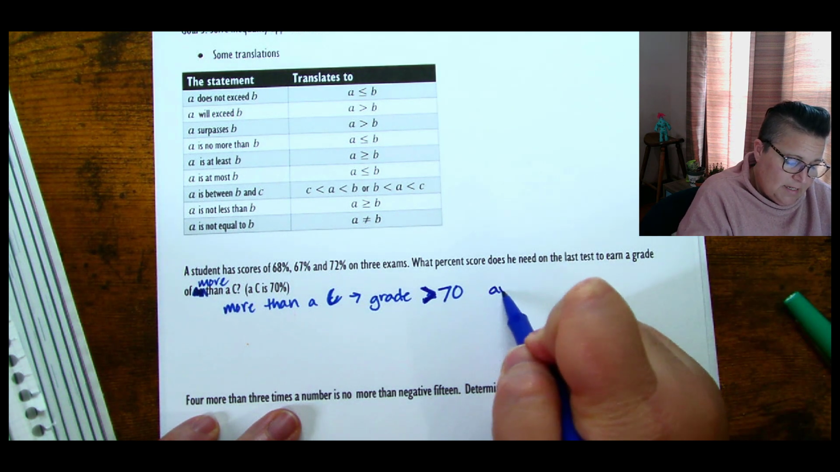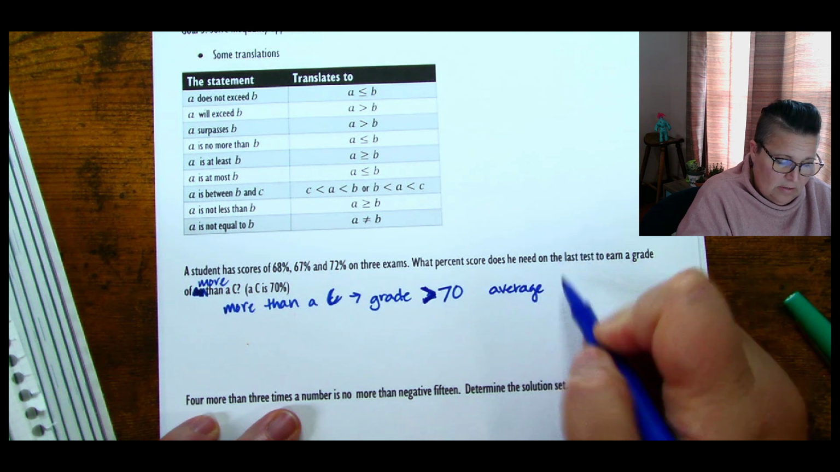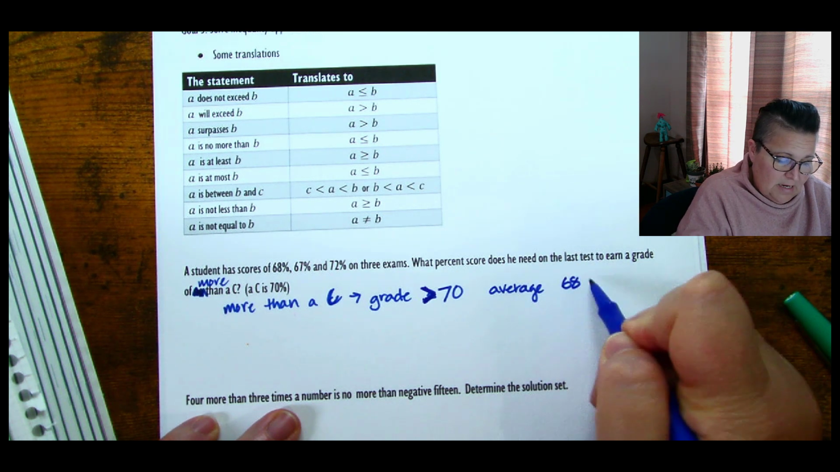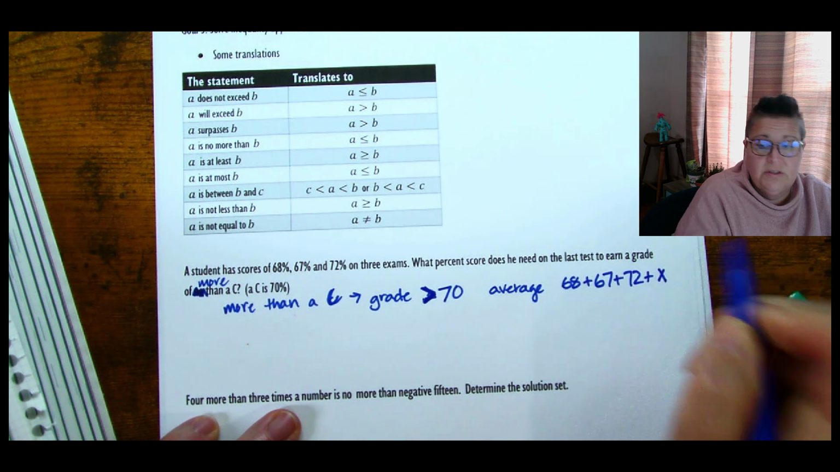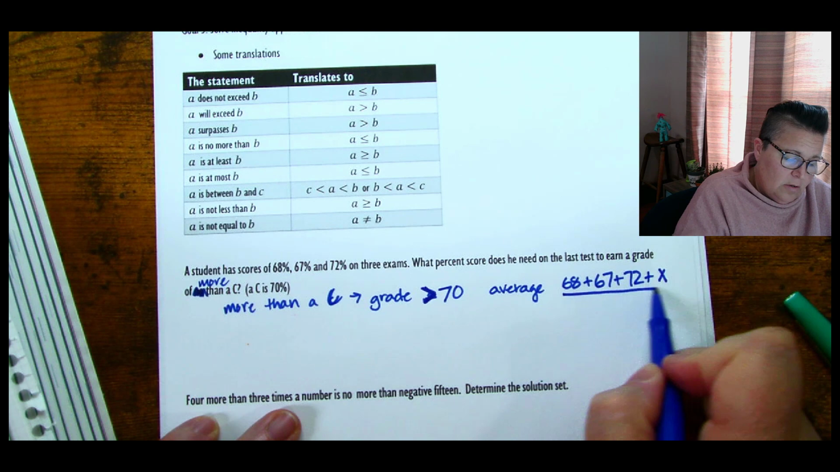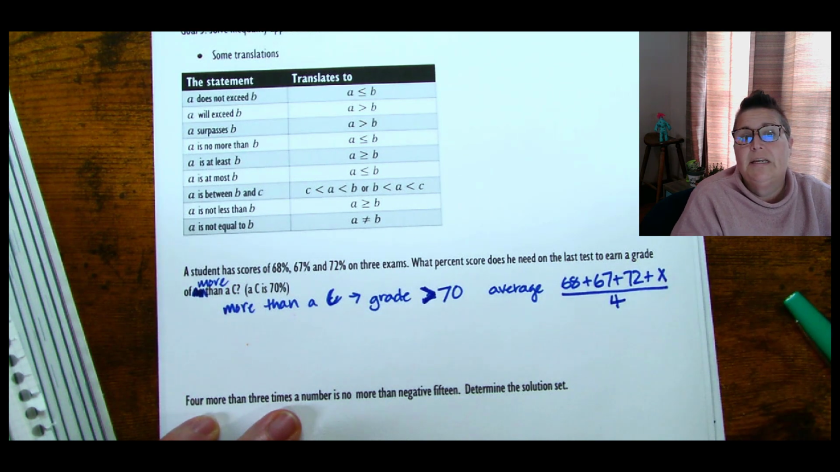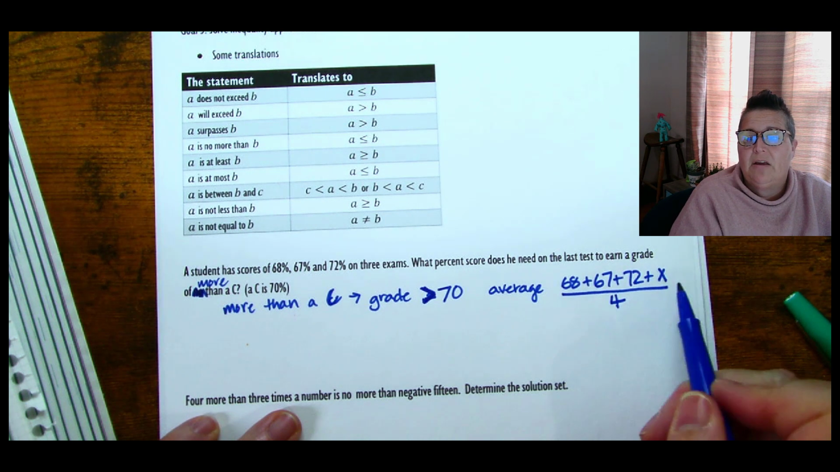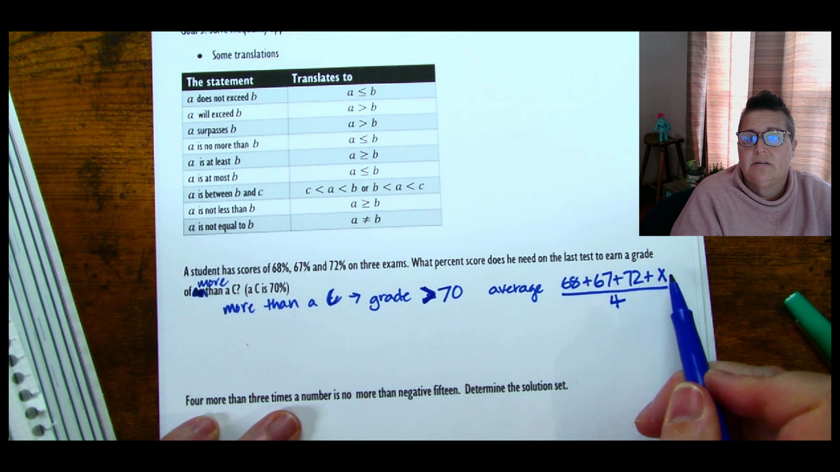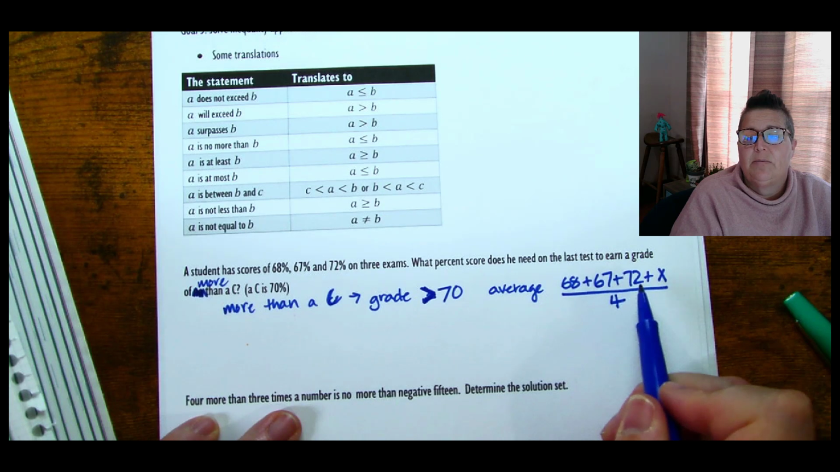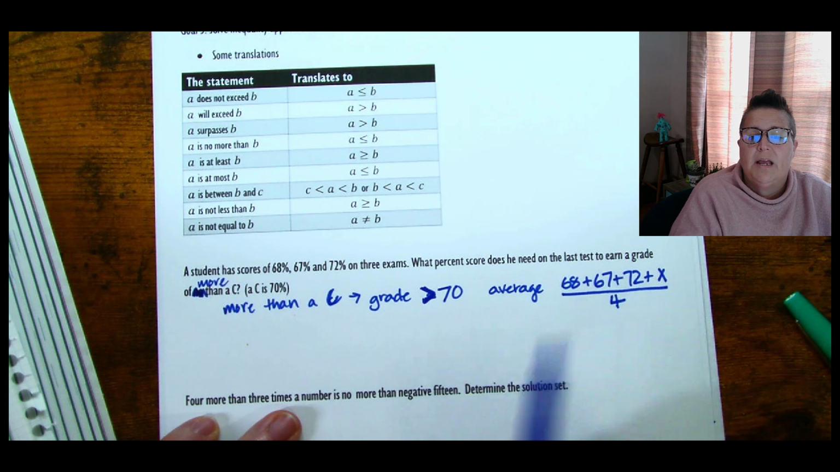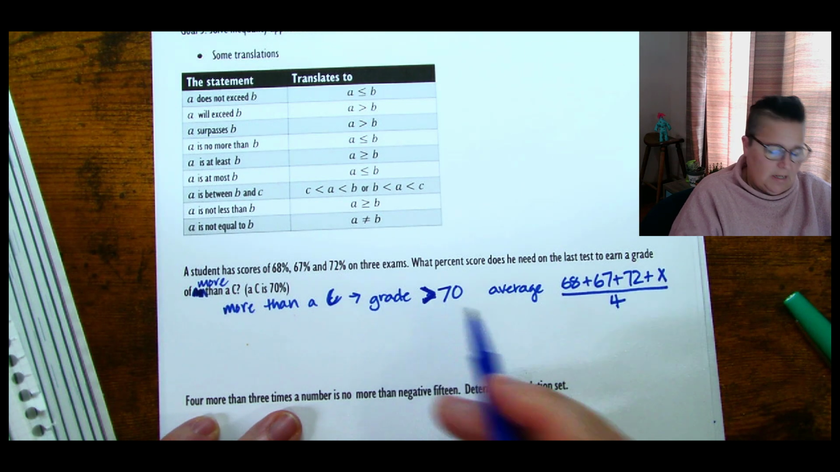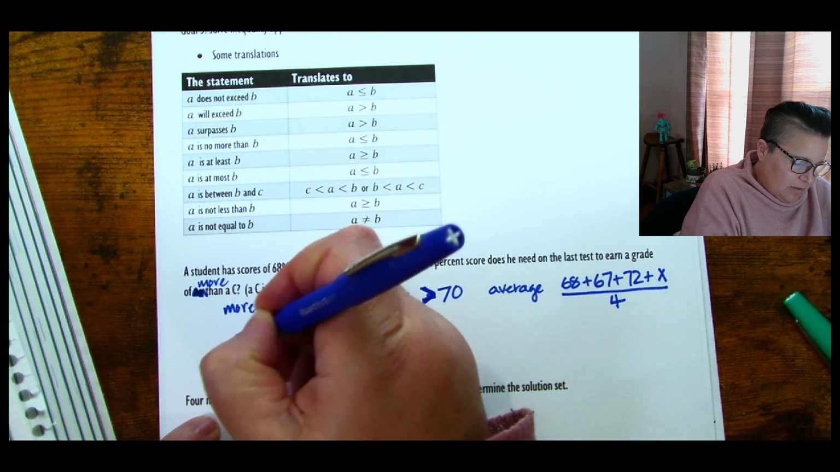Well, assuming that the test is an average, the average would be 68 plus 67 plus 72 plus some 4th score we do not know, all of this divided by 4. Because that's how you find an average, right? You add them all up and divide by 4. The problem here is we do not know that 4th test. So 68 plus 67 plus 72 plus some value of x, all of that over 4, would have to be greater than 70.